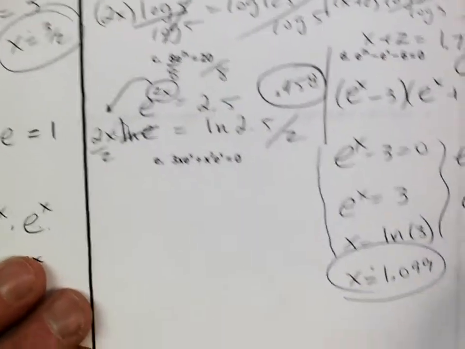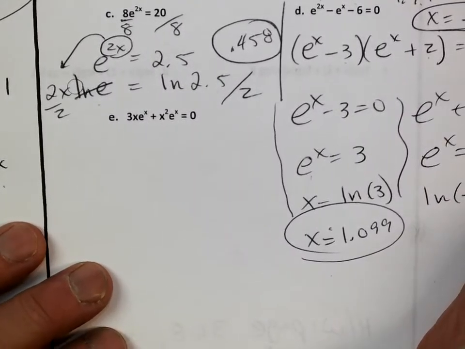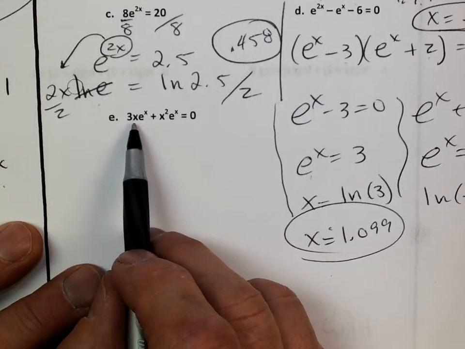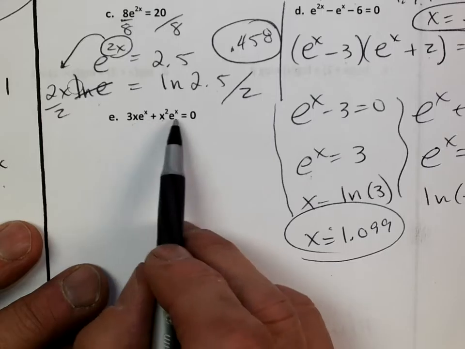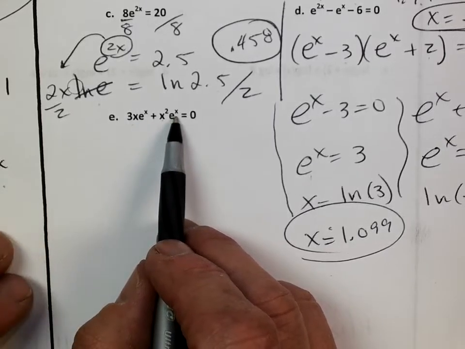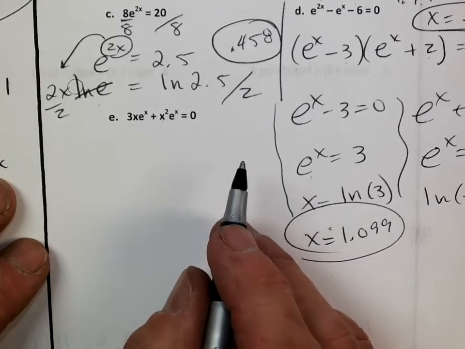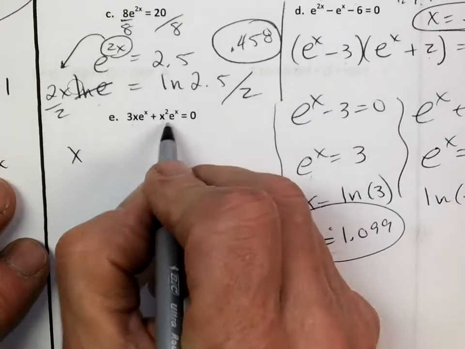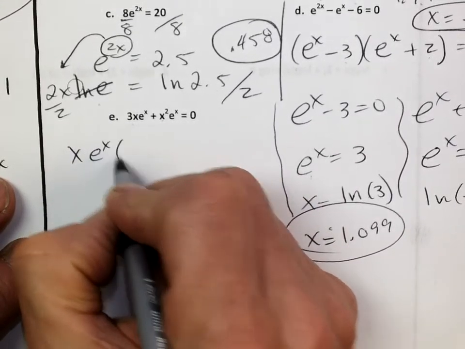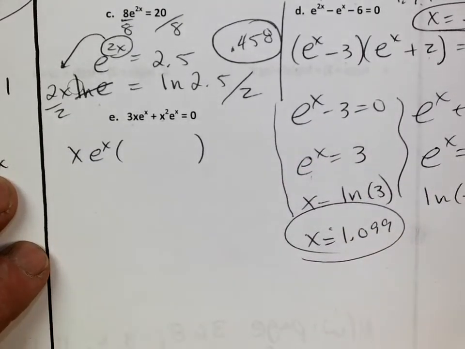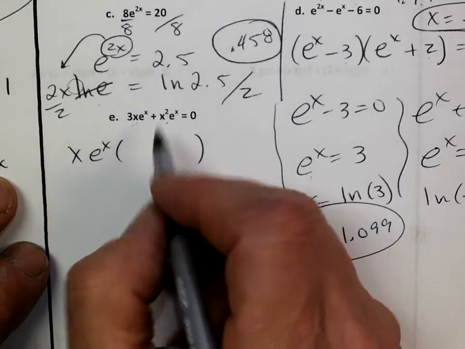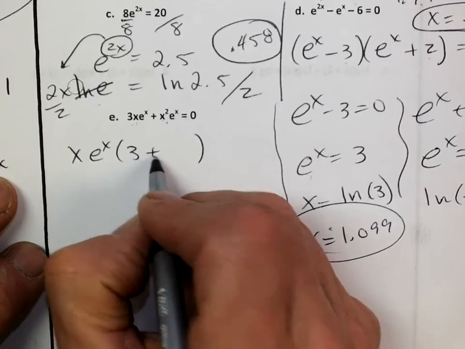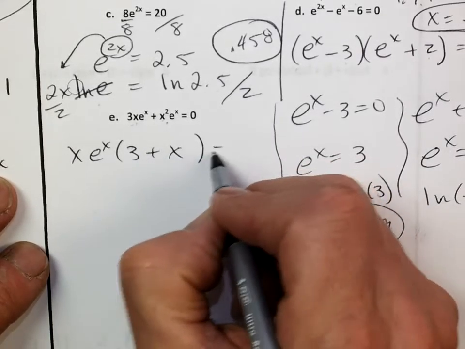Let's do E. Now, when I look at E, I see an x and an x squared. I see an e to the x also. So I'm going to common factor. What they have in common is an x and an e to the x. So if I factor out x e to the x, what's left over would be a 3 plus an x, right?